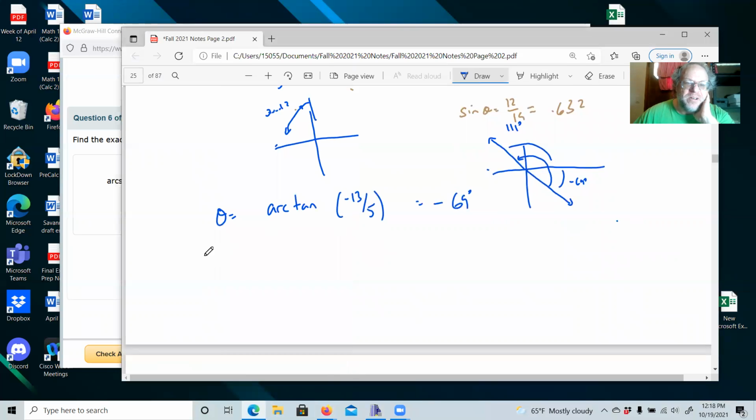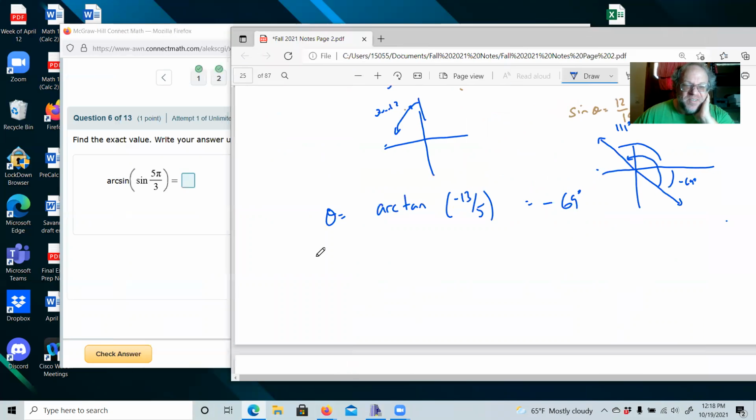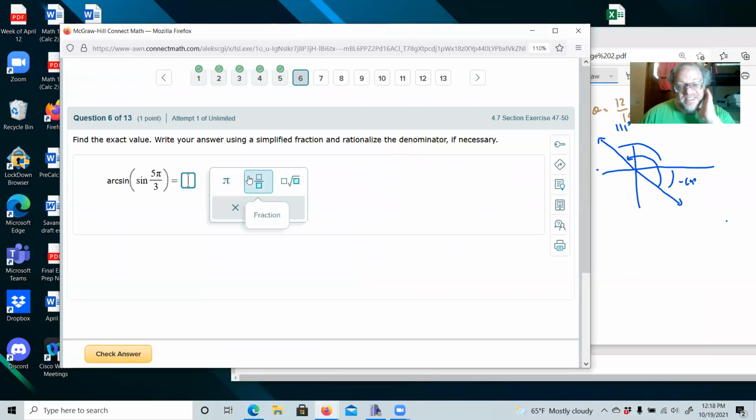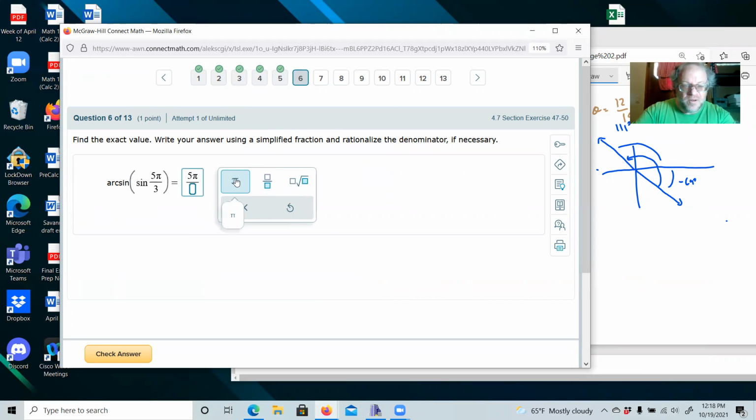Okay, so here's what I warned you about. Here's what we warned you about, that arc sine of a sine of 5 pi over 3, this is not 5 pi over 3. You can test it, and say 5 pi over 3. It is not going to like that.